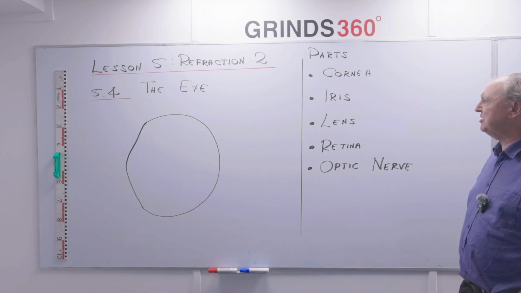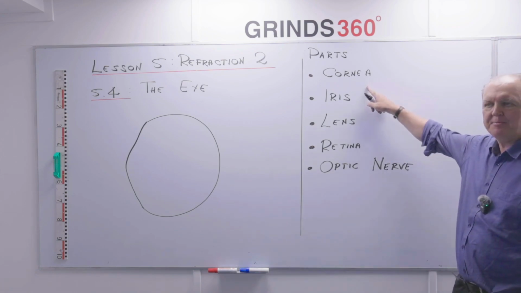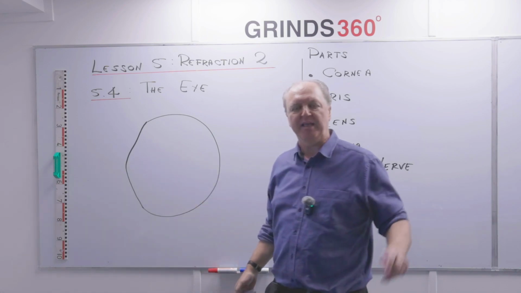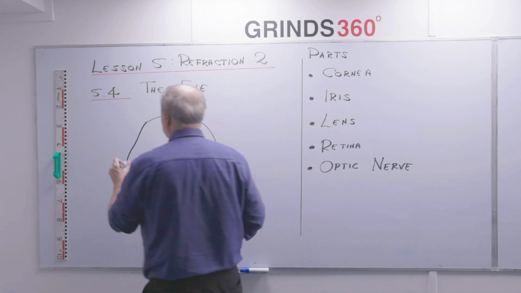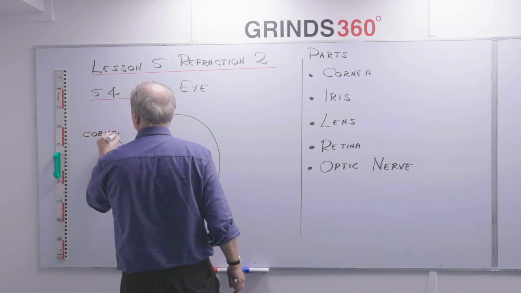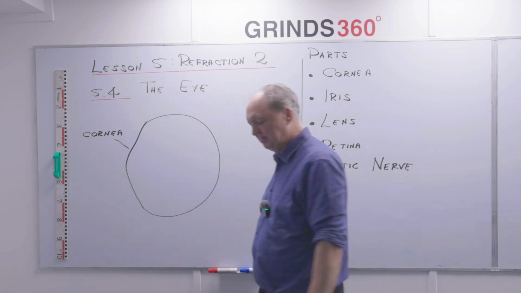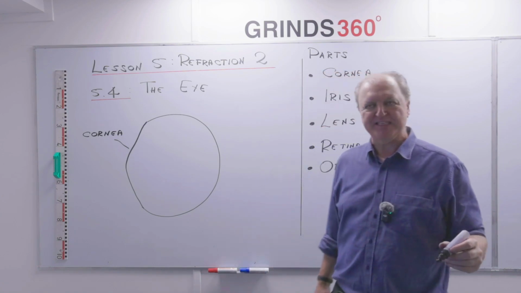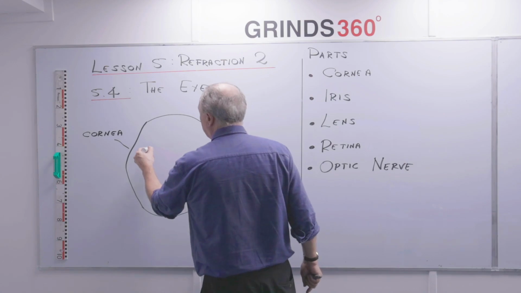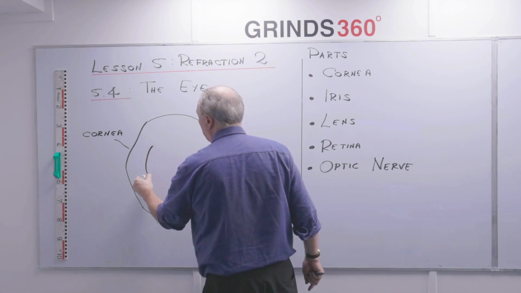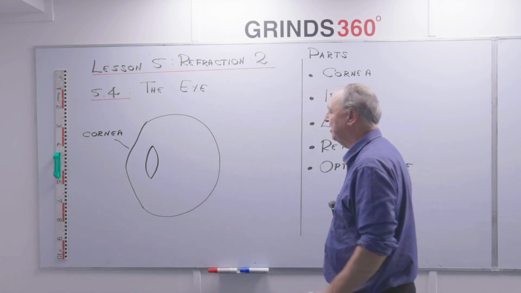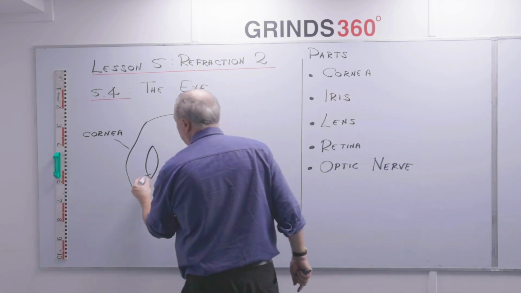Well, the first part of the eye is the cornea. That's the clear, transparent part of the front of your eye through which light can enter. So we label that to begin with. Behind that, you're going to have the most important part of your eye, which is the lens. And we have a convex lens. It's going to form real images on the back of our eye. So let's label the lens.